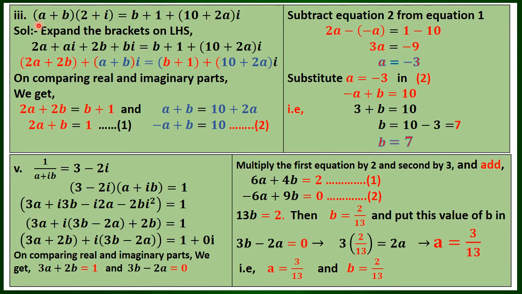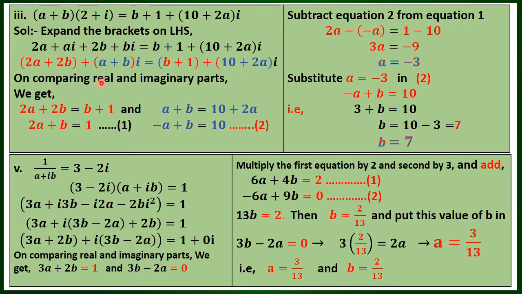Next question, (a plus b) into (2 plus i) is equal to (b plus 1) plus (10 plus 2a) into i. Now we will expand the brackets on the left hand side, that is a into 2, 2a, plus a into i, ai, plus b into 2, 2b, plus b into i, bi, is equal to b plus 1 plus (10 plus 2a) into i. Now we will collect the terms without i together, that is 2a plus 2b plus (a plus b) into i is equal to b plus 1 plus (10 plus 2a) into i.